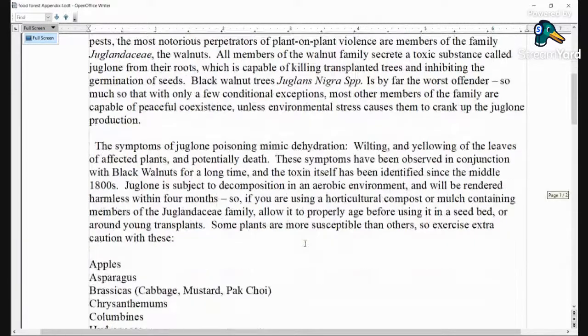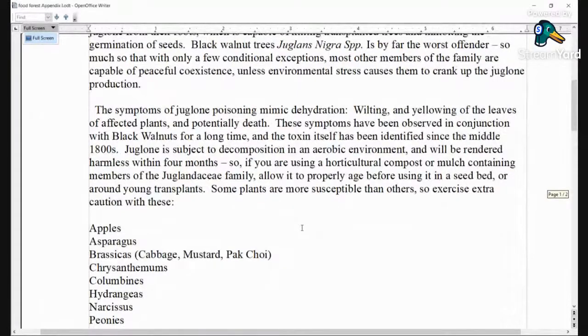All right. The symptoms of juglone poisoning mimic dehydration: wilting and yellowing of the leaves of affected plants, and potentially death. These symptoms have been observed in conjunction with black walnuts for a long time. As a matter of fact, I think it was Pliny the Elder who mentioned that in the shadow of the walnut tree, other trees are affected. Of course, it wasn't the shadow of the walnut tree that affected them. It was the toxin juglone, but that was not identified. The toxin itself has been identified since the middle 1800s. It's like 1851 or somewhere around there.